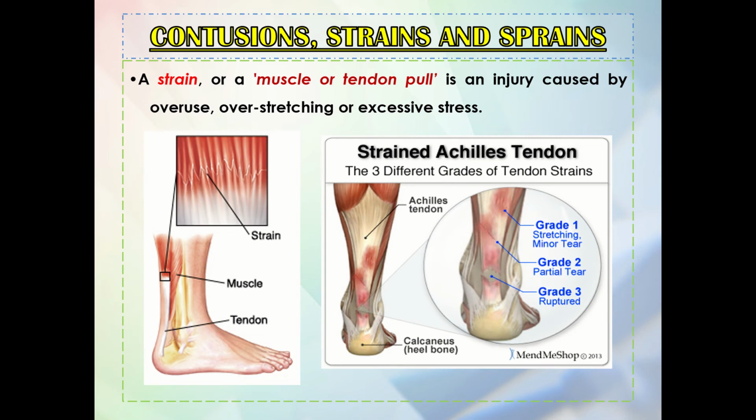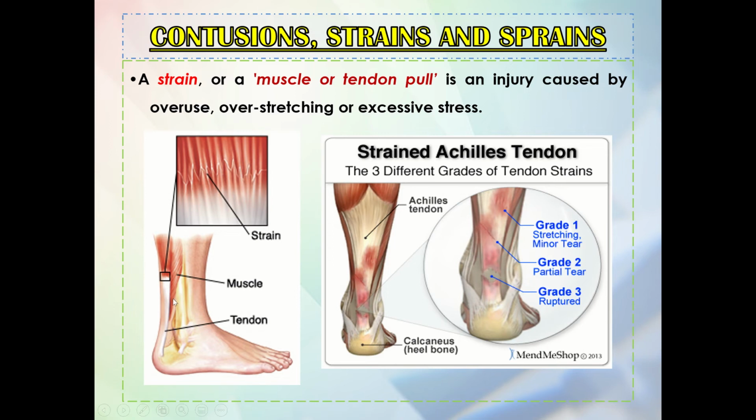So when you say strain, this is also the muscle or tendon pull kung tawagin. Again, strain is a muscle or tendon pull. So meaning na parang na-stretch si muscle or si tendon, and a strain is an injury caused by overuse, overstretching, or excessive stress. So these are the causes kung paano ka magkakaroon ng strain. So pwedeng na-overuse mo yung iyong tendon, na-overstretch, or because of an excessive stress.